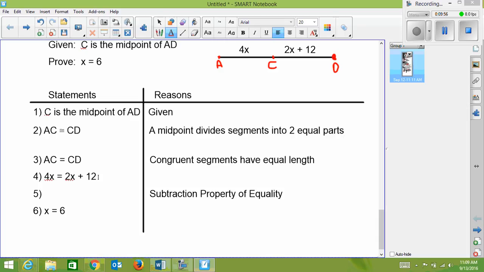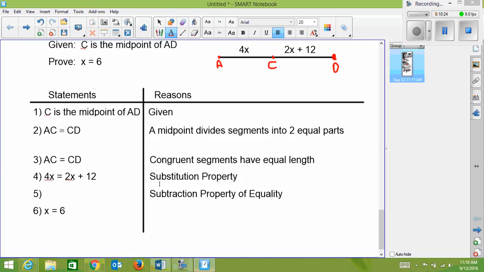What's my reason for that? How do I know that? What am I going to type here? What did I use there? I used the substitution property. I substituted 4x in for AC because that's what it says it is right here. And I substituted 2x plus 12 in for CD because that is what it says. So I used the substitution property.